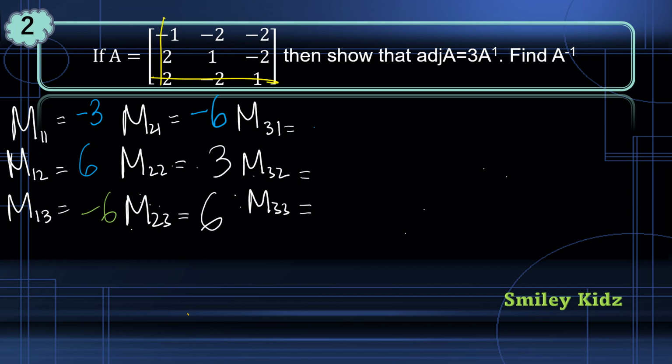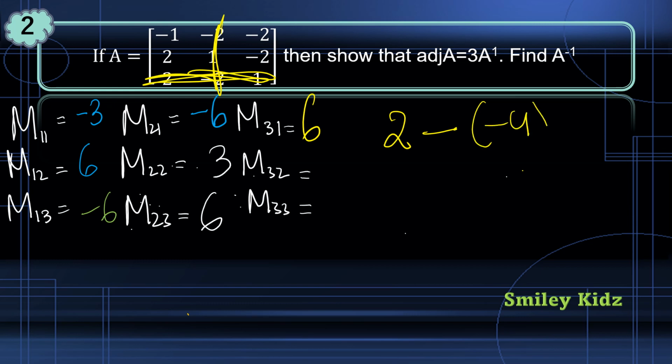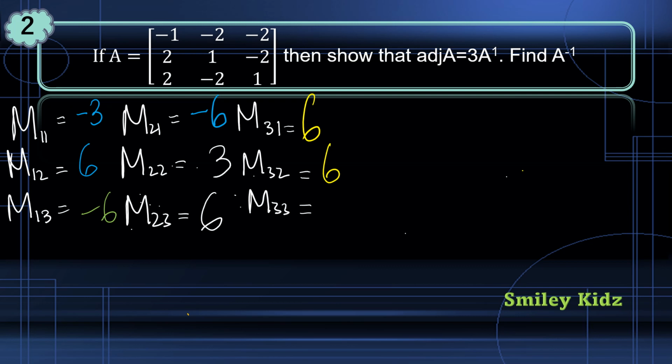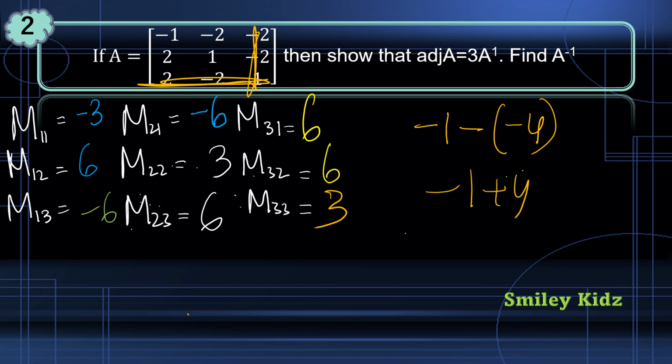Now let's move on to row 3. Here it's 4 minus of minus 2. That is 6. Right? Then move on to the second element right over here. Then it's going to be 2 minus of minus 4. This again is 6, right? Lastly, we have minus 1 minus of minus 4, that is minus 1 plus 4, 3. Alright, these were the minors. Now let's try to find out the cofactors.